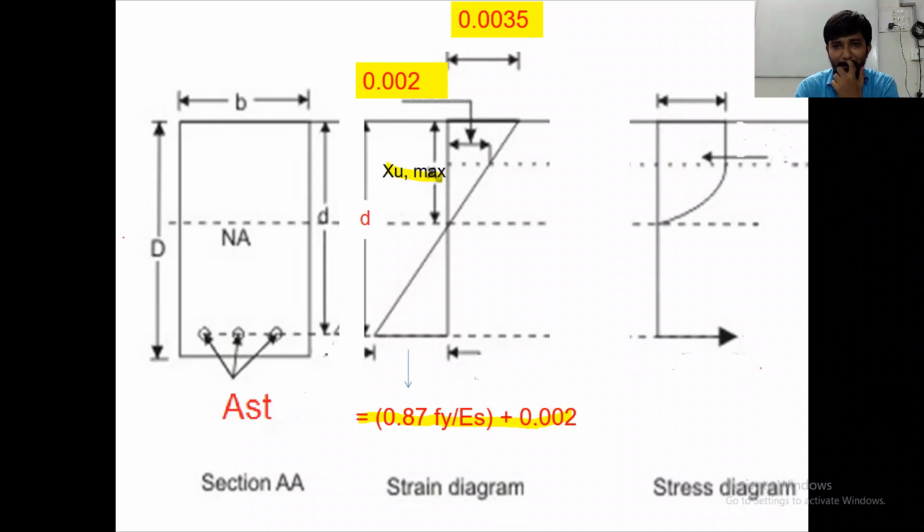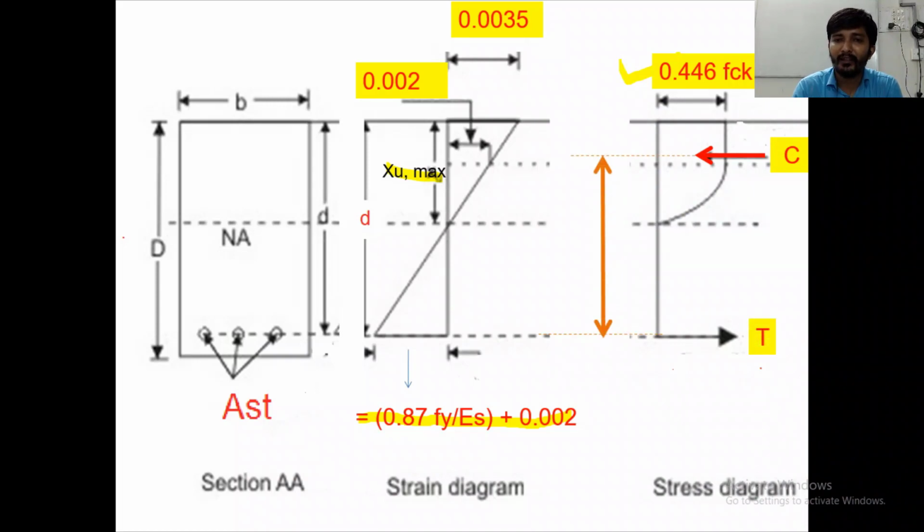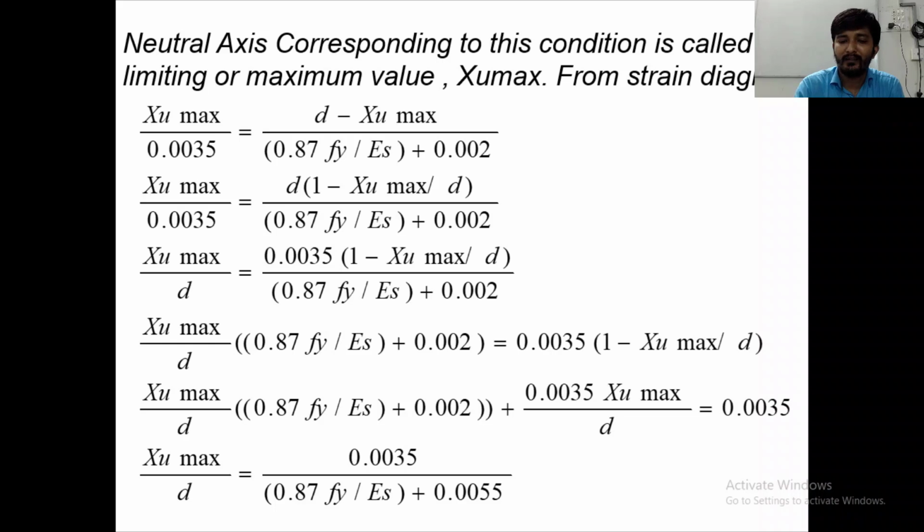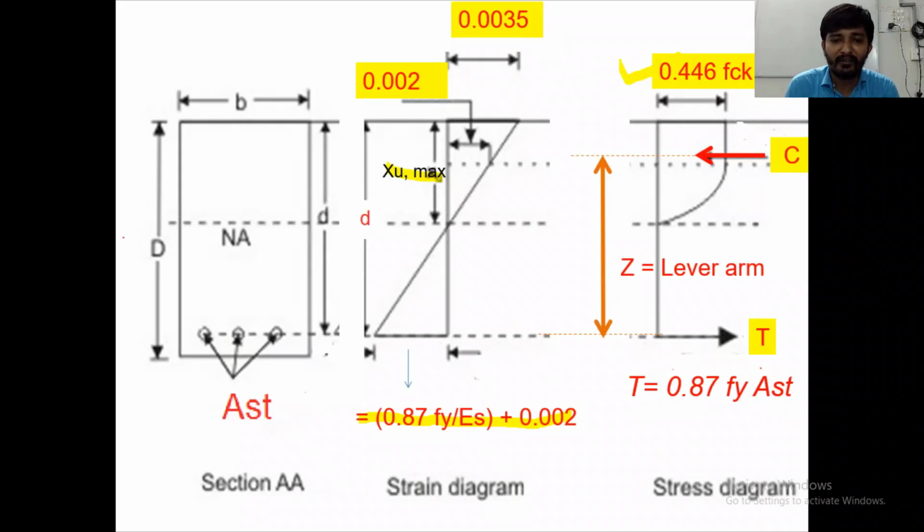Now coming to the stress diagram, we have a stress in compression side of 0.446 FCK. We have a compression force at top, we have tension force at bottom, and the distance between those two is the lever arm. We know the value of tension force is 0.87 Fy AST, right? So this is the stress strain diagram. The only difference is that here we have an equal value. Strain in steel is equal to 0.87 Fy divided by Es plus 0.002.